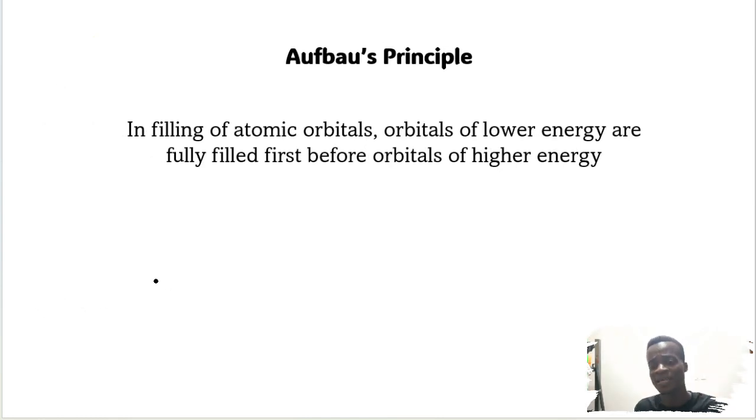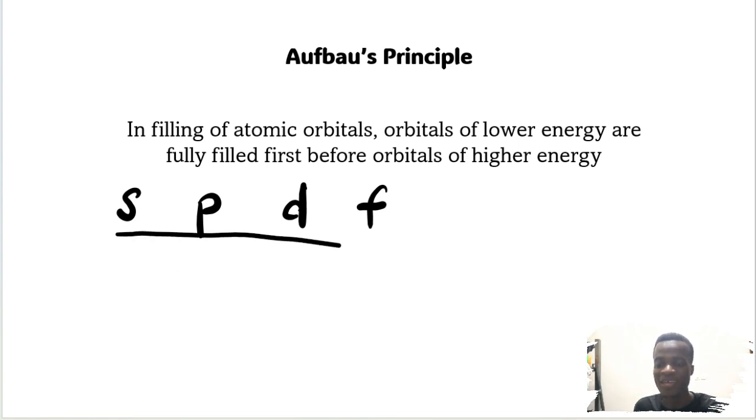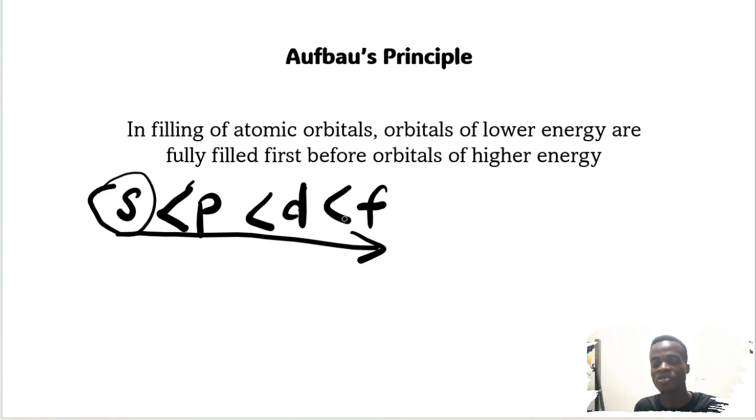Aufbau's principle is saying that in filling of atomic orbitals, orbitals of lower energy are fully filled first before orbitals of higher energy. So the major orbitals that we look at are s, p, d, and f. Mind you, this one is going in a direction of increasing energy. The energy of s is lower than the energy of p, lower than the energy of d, lower than the energy of f. This is a general statement we are giving. There are specific differences somewhere, especially between p and d. But right now, just know generally that the s energy is lower than the p energy, lower than the d energy, and lower than the f orbital.